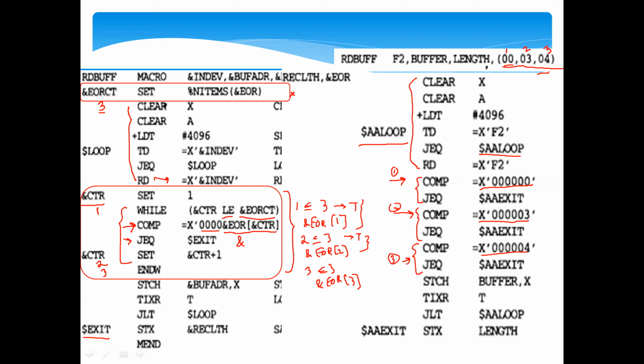And after this EOR, okay, CTR is incremented to 4, right? So this is the third iteration, and now 4 less than or equal to 3 becomes false. So it will jump to your NW statement. That is the end of your conditional statements. And it continues with STCH, whatever you have in the macro. So this is the use, okay?